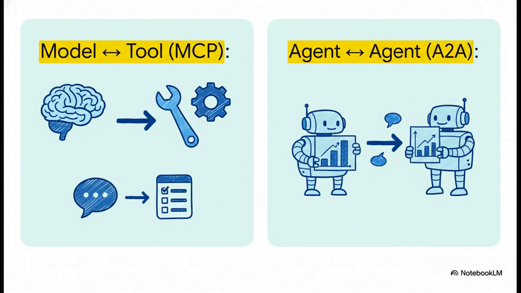So let's break that down real quick. MCP is for connecting a model to a tool. So your agent in Slack uses MCP to go pull updates from Asana. Simple enough. But A2A is for collaboration between agents. That same Slack agent could then use A2A to ping a whole separate reporting agent and say, hey, can you analyze this data and make me a report? So one talks to tools, the other talks to its friends.